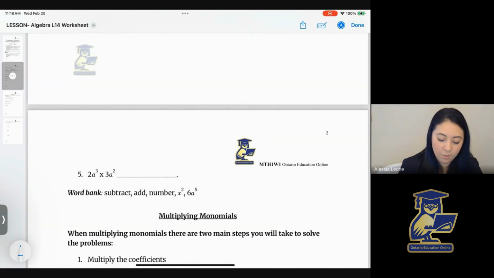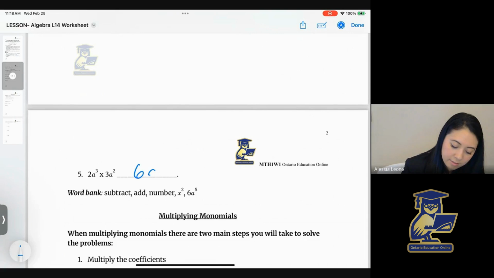2a to the power of 3 times 3a to the power of 2. A to the power of 3, a to the power of 2. What does that work out to be? 2 times 3 is 6. A and a in multiplication, we add the exponents. 3 plus 2 is 5. A to the power of 5.